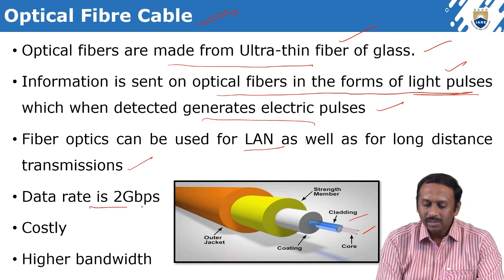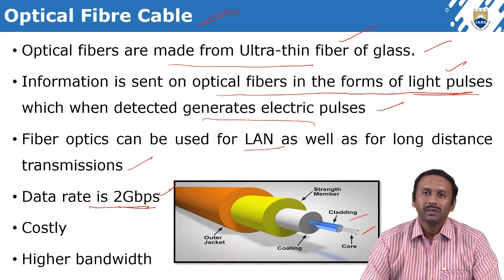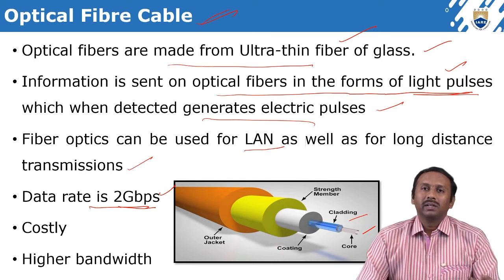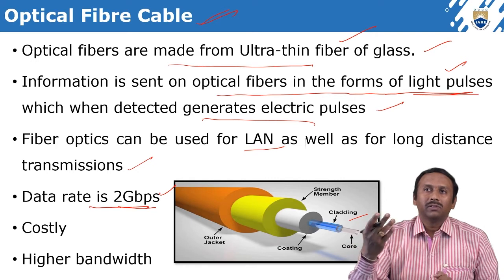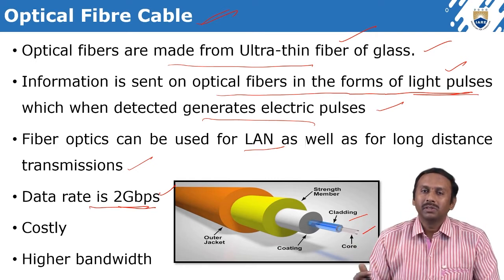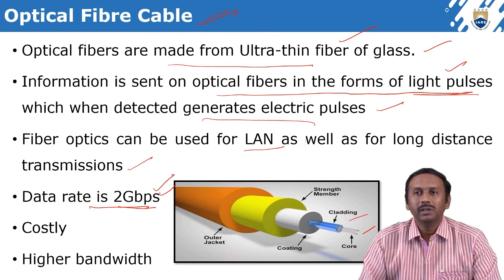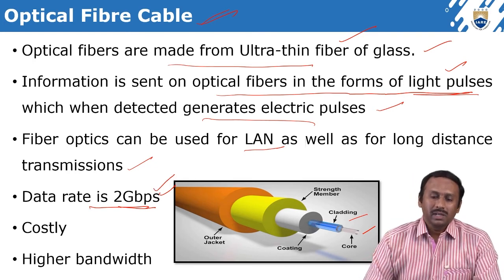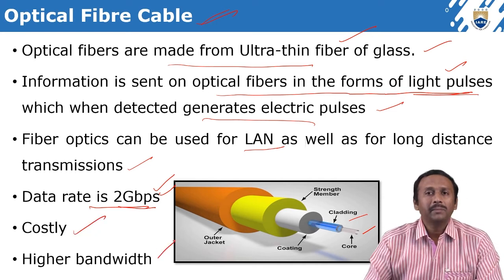And the data rate is 2 Gbps. Please remember the data rates. What is the data rate for the earlier ones? And what is the data rate for fiber optics? Please just try to remember comparatively. That is very important. The data rate here for optical fiber is 2 gigabits per second, and it is the costliest one, and it provides a higher bandwidth.